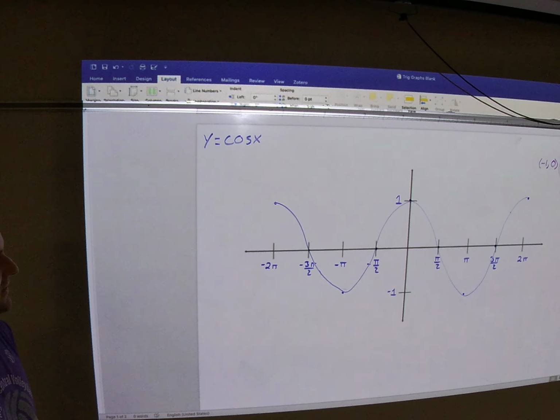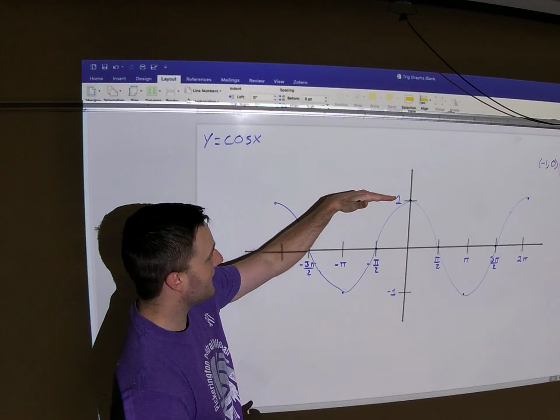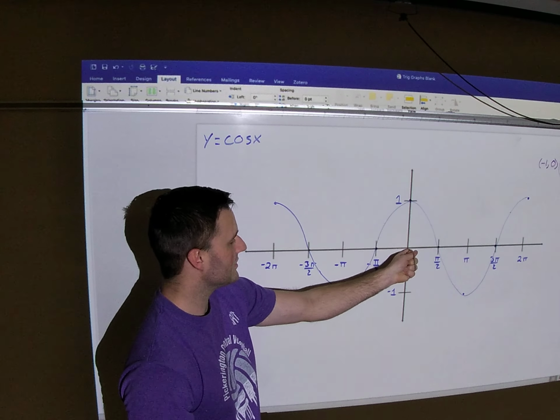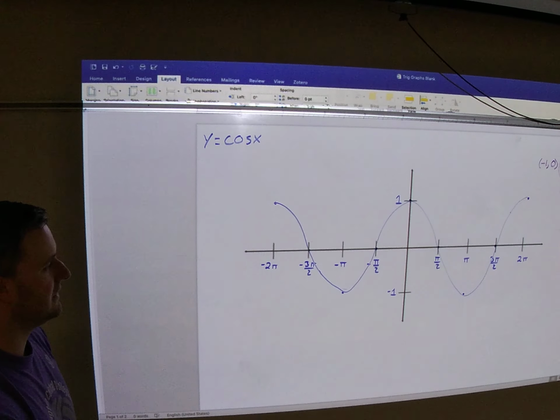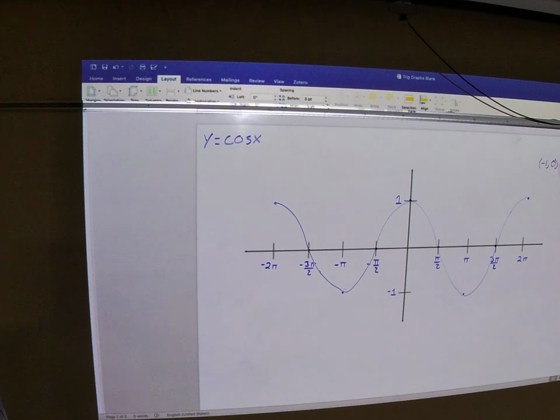So memorizing that cosine starts at the maximum and sine starts at the midline, or the origin, will really help you. And after a while, you start to get used to the pattern and how this can be drawn quickly.